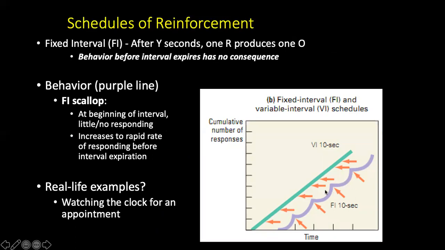And so we see a different kind of pattern here than we did for ratio. Ratio is more stepwise. But for that fixed interval, there's really not much behavior, and then you get close to the interval, the big ramp up, and then they stop, and then it ramps up again as we get close to the next interval. Here we're looking at a 10-second fixed interval. And so we really only see behavior increase right around the time of that interval change.